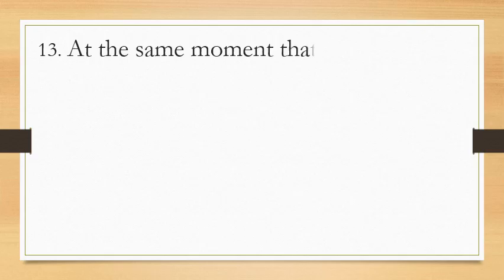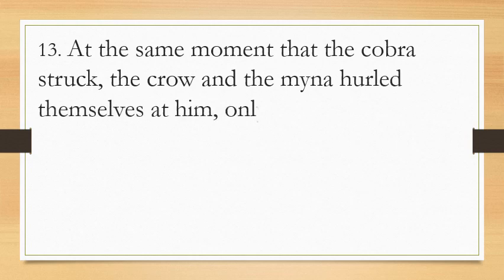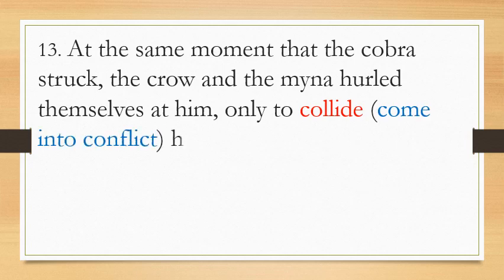Now let us move to next paragraph. At the same moment that the cobra struck, the crow and the myna hurled, means threw, themselves at him only to collide, means come into conflict, heavily in mid-air. Means the moment the cobra attacked, the crow and myna threw themselves at him to come into conflict.